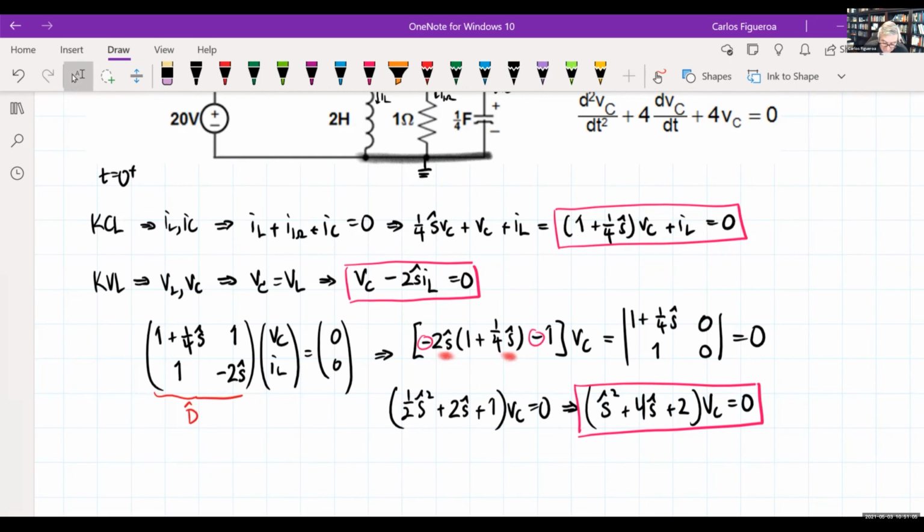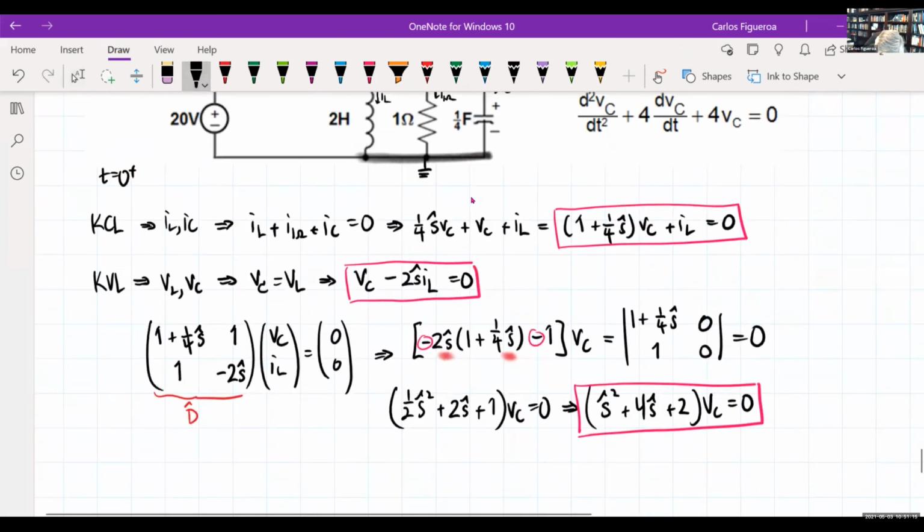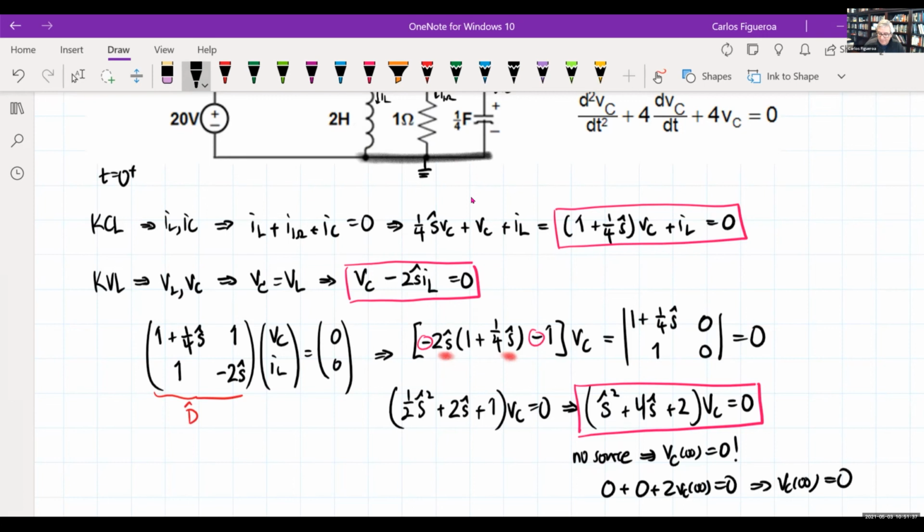No, we should check this thing. Well, if I check this thing, look at this thing. There's no source in the circuit, right? So there's no source. That implies that VC at infinity must equal to 0. And you could see if I punch this into the equation, that tells me here is that VC at infinity should be 0. So for right now, this equation checks out.